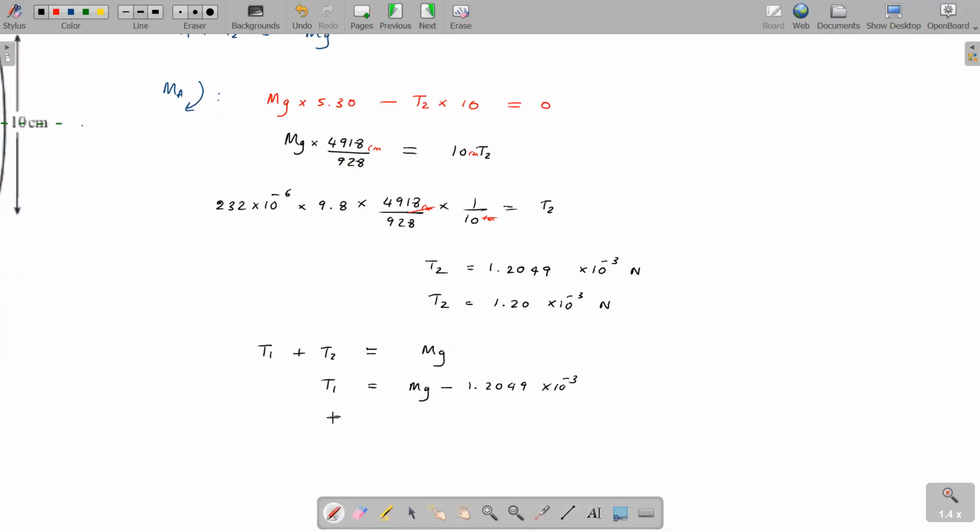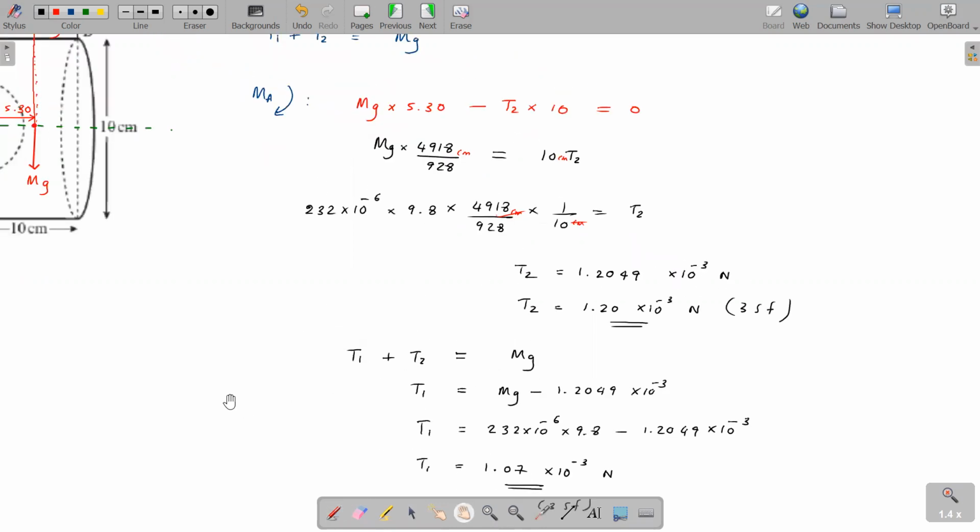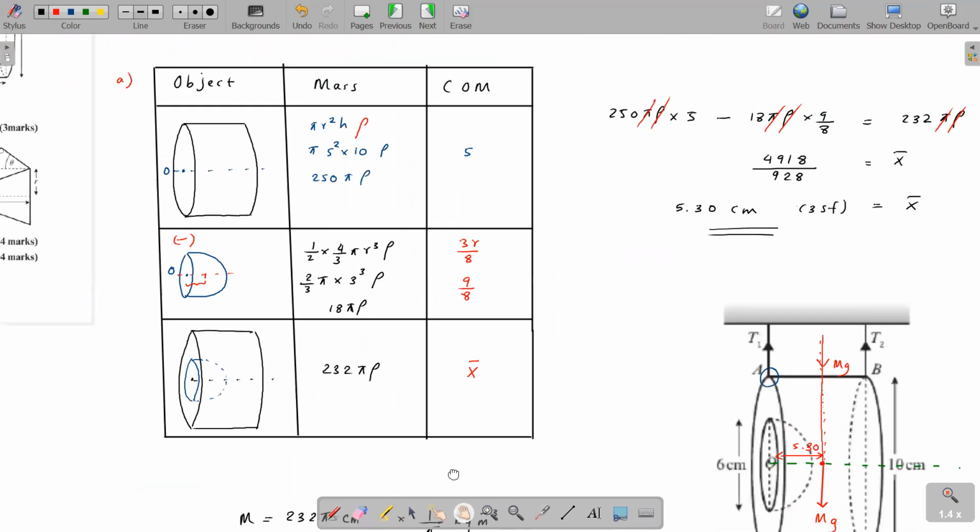So the M value we found was 232 into 10 to the power minus 6, into 9.8, minus 1.2049 into 10 to the power minus 3. All right, guys, so what's the T1 value? That's going to be 1.07 into 10 to the power minus 3 newtons. I hope this is clear. So that's how we do that question.